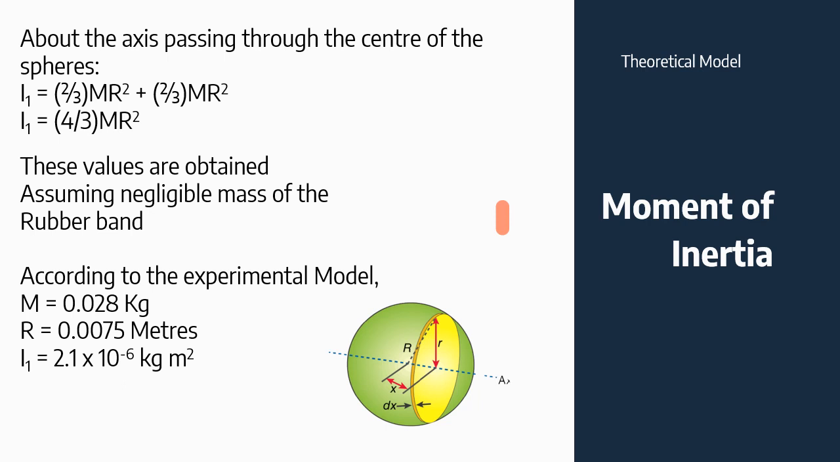Now these values are obtained assuming negligible mass of the rubber band, and according to the experimental model that will be introduced later, the mass of each ball is 28 grams and the radius is 0.075 centimeters, and so the moment of inertia is 2.1 × 10⁻⁶ kg·m².